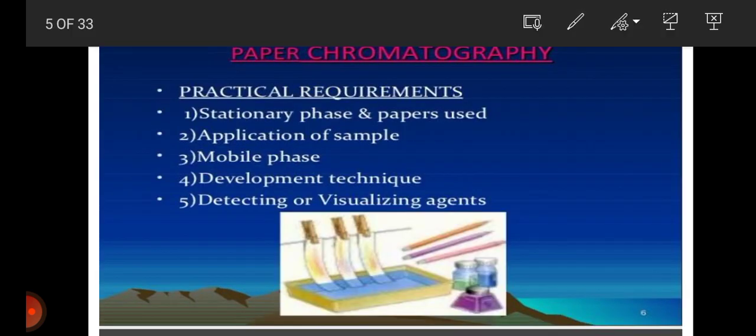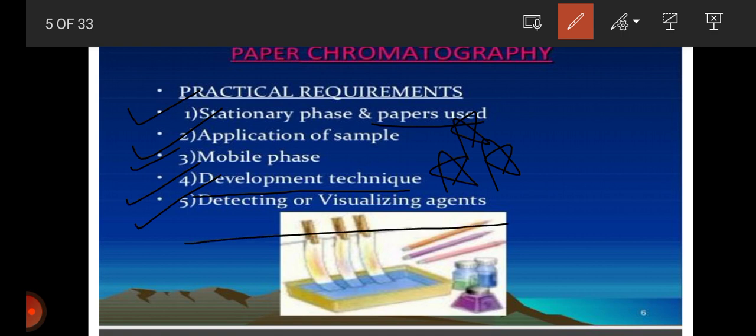Next, let's see how we perform paper chromatography, that is, the practical requirements. First, selection of the stationary phase and the filter paper. Second, how to apply the sample. Third, which mobile phase to select. Fourth, a very important part, the development technique; many different types of development techniques exist, which we will discuss in further classes. Next, the detecting or visualizing agent. Whenever you separate the sample, you have to detect or identify it, so we use some agents, which we call detecting or visualizing agents.